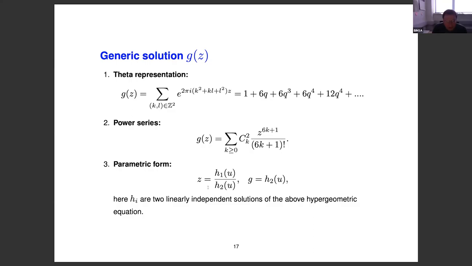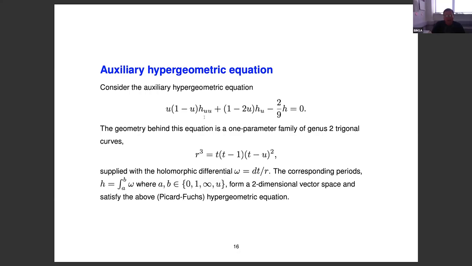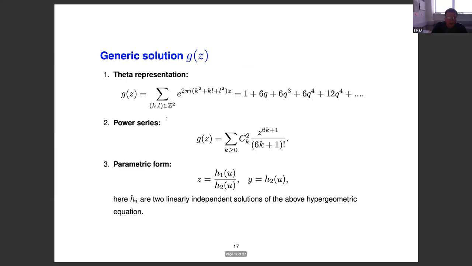And then the parametric representation. This function g of z can be represented as follows. g is a function of some parameter u, and z is a function of some parameter u. Remember the hypergeometric equation I showed on the previous slide, let me go back. This hypergeometric equation has two linearly independent solutions. Let me call them h1 of u, h2 of u. Then I introduce this parametric formula: z is h1 of u divided by h2 of u, and g is just h2 of u.